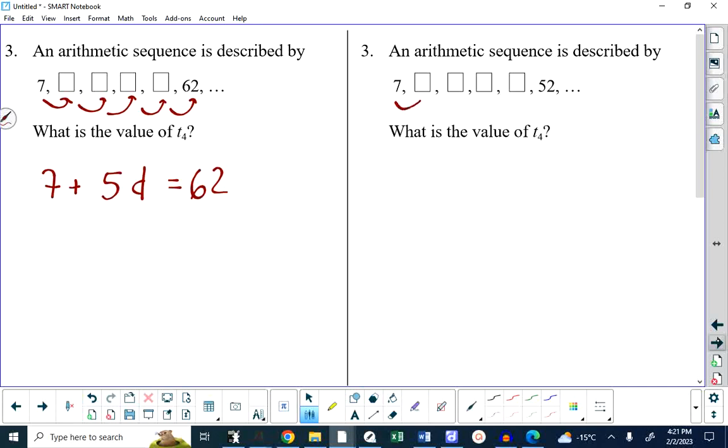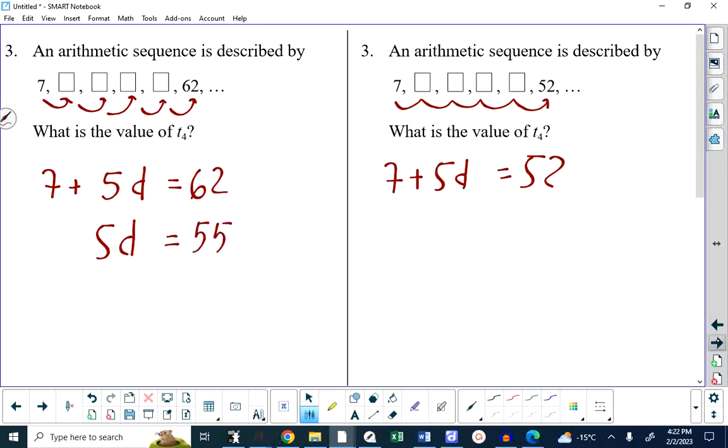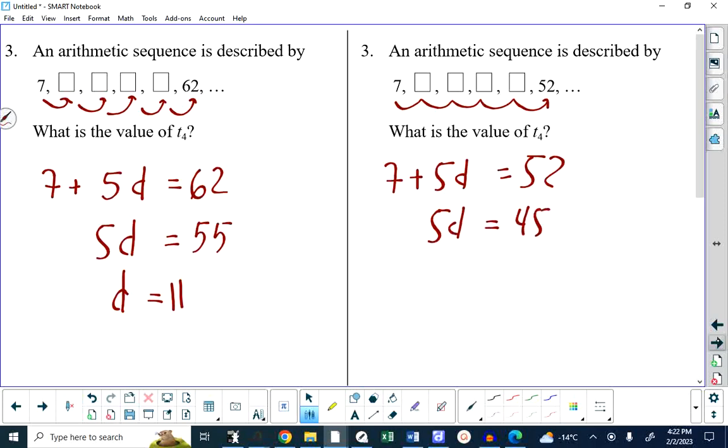Over here, you have to add 1, 2, 3, 4, 5 common differences to 7 to get 52. Well, solving either of these equations is like stealing candy from a baby. It's pretty simple. Subtract 7 from both sides and you get 55. Divide both sides by the coefficient of d, which is 5, and you'll get d equals 11. Over here, 5d will be equal to 45 when we subtract 7, and d will be equal to 9.